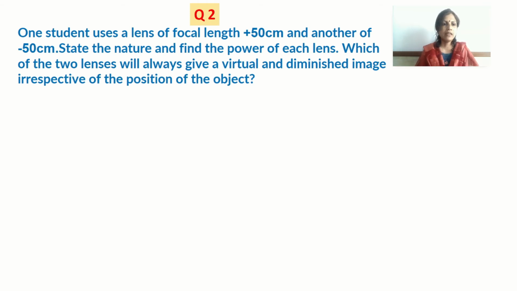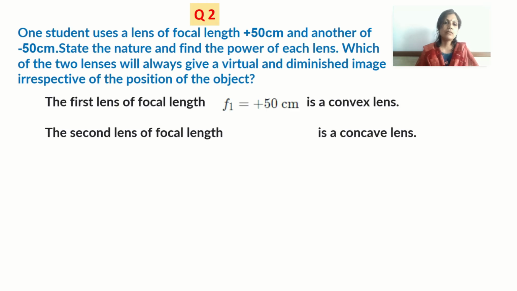So we can write like this. The first lens of focal length plus 50 centimeter, it is a convex lens, and the second lens of focal length minus 50 centimeter is a concave lens.